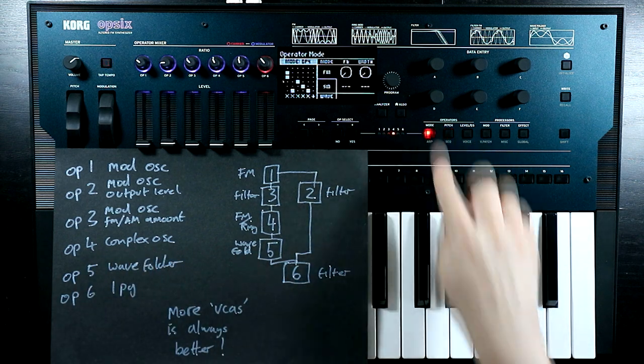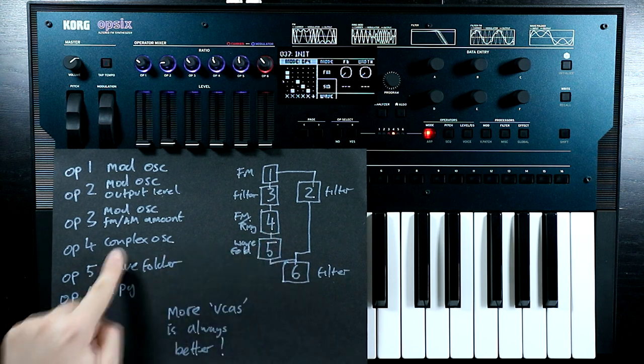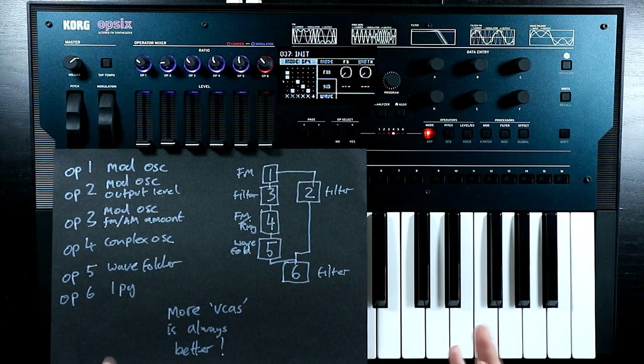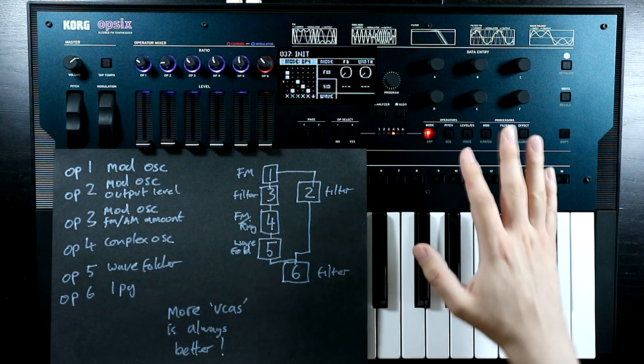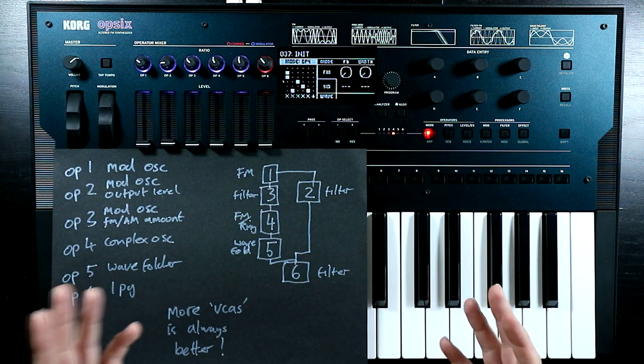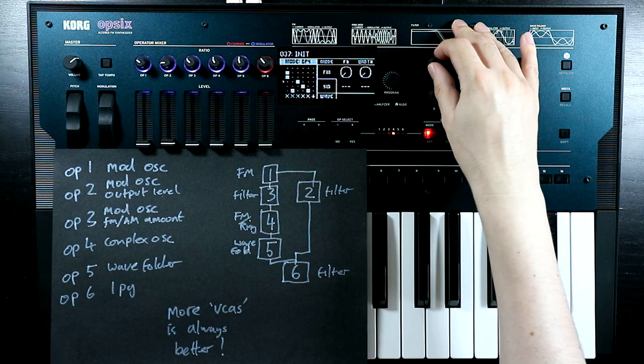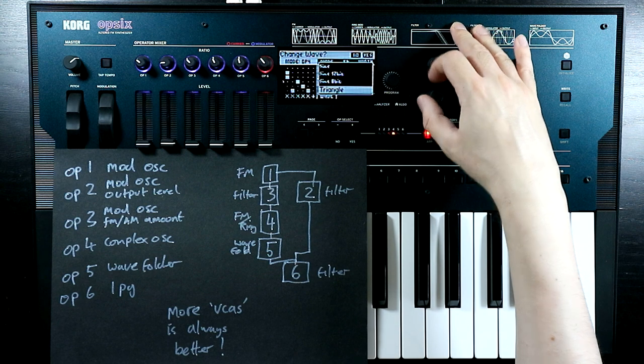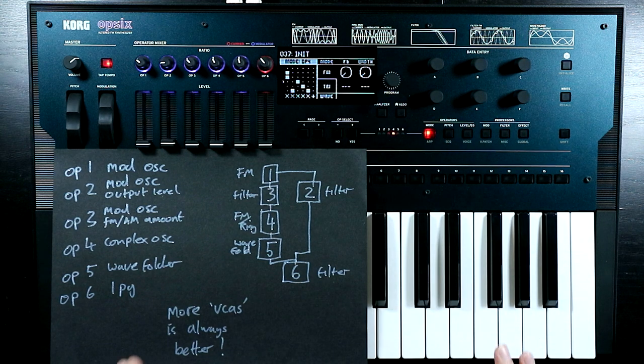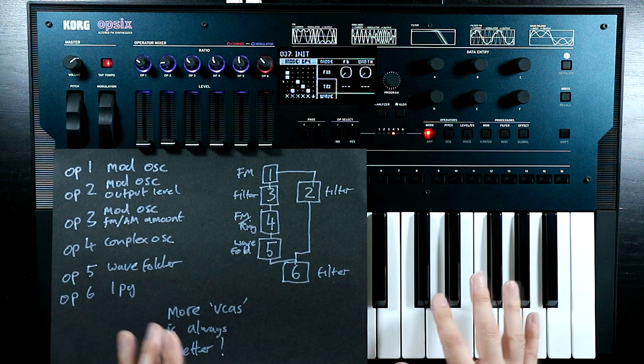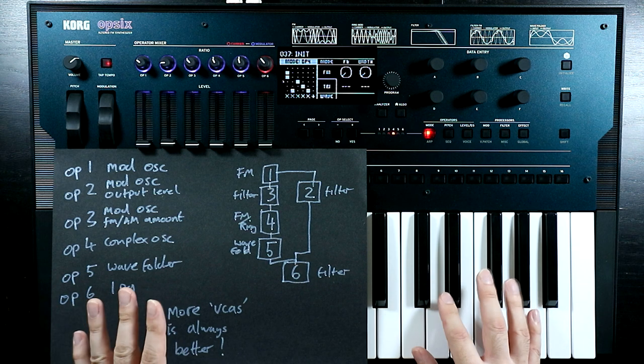Next operator is operator 4, which is going to be our complex oscillator, but not the wavefold part of it. This can be set to FM, or we can set it to ring as well, but we'll start with FM. We'll set its wave shape to triangle, and that should be all that we really need to do with that for now, I think.